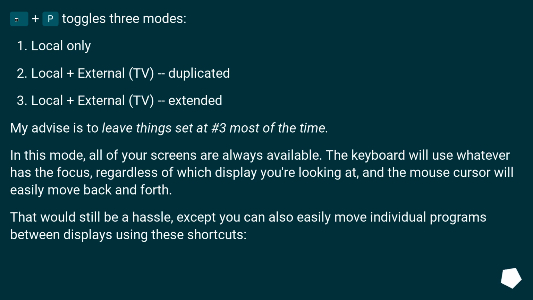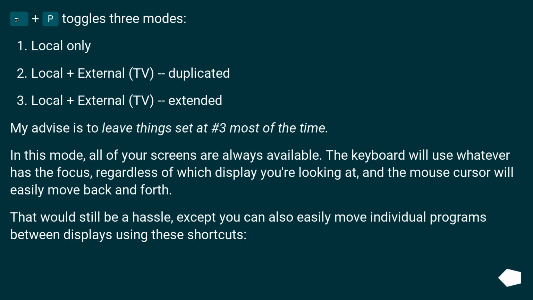Windows plus P toggles 3 modes: local only, local plus external TV duplicated, local plus external TV extended. My advice is to leave things set at number 3 most of the time.